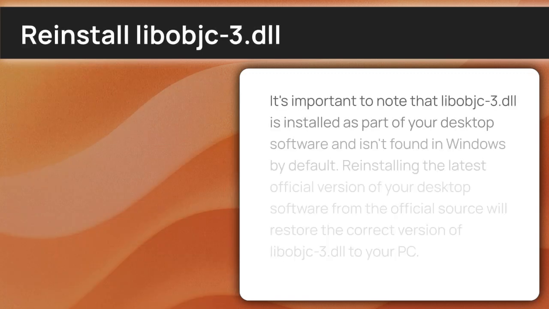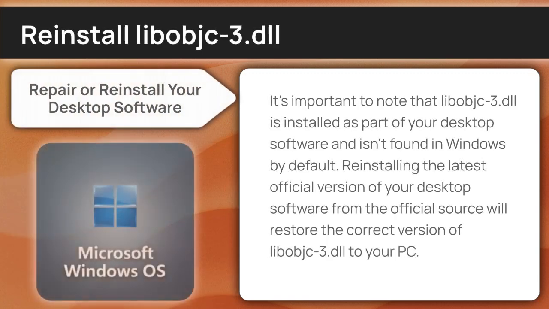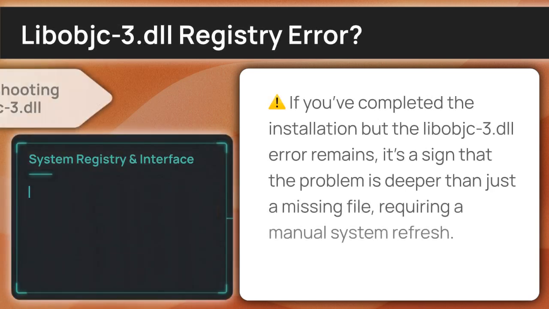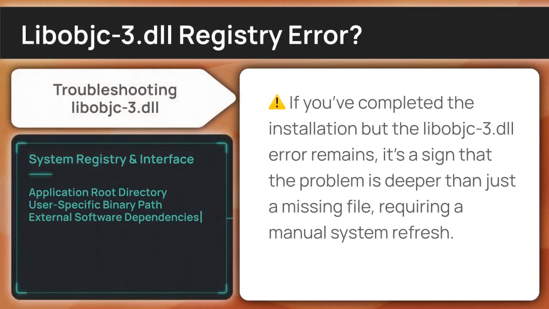It's important to note that libobjc-3.dll is installed as part of your desktop software and isn't found in Windows by default. Reinstalling the latest official version of your desktop software from the official source will restore the correct version of libobjc-3 to your PC.